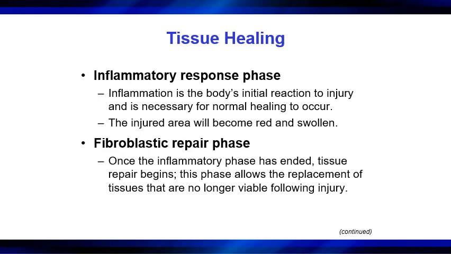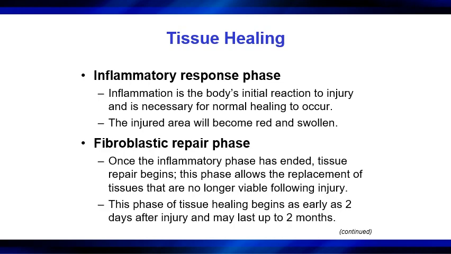But it's during the fibroblastic repair phase that all those chemical and cellular reactions that happen with the inflammatory phase start to wind down a little bit more, and now you start to replace the tissues that were damaged, or as stated here, are no longer viable from the injury. This phase of healing can begin as early as 2 days after the injury and may last up to 2 months. So 2 days after the injury, you will typically start to get some actions of the repair phase taking place. It doesn't necessarily mean that the inflammation phase has completely ended.